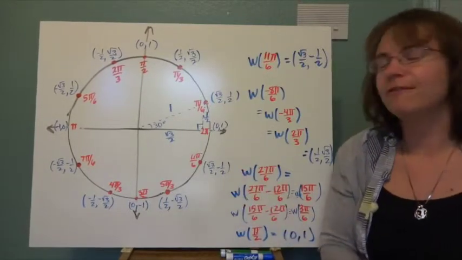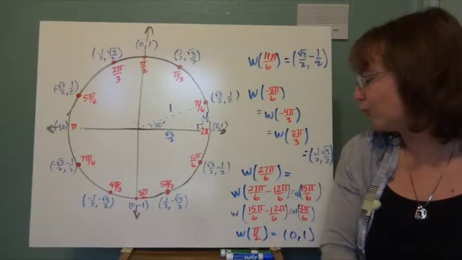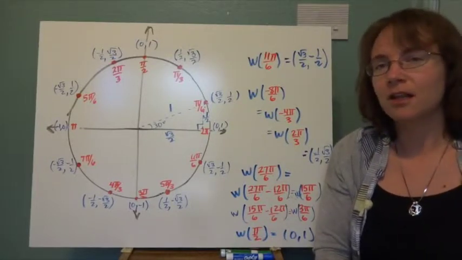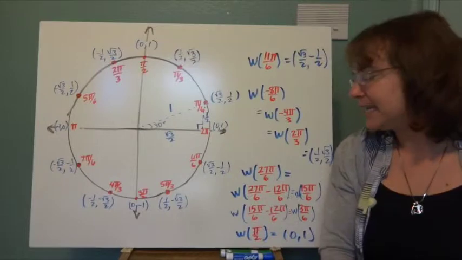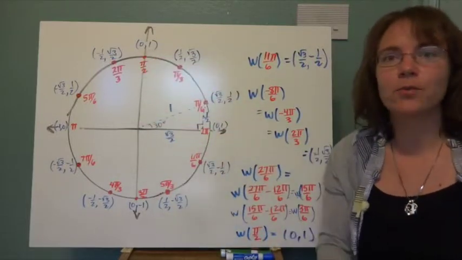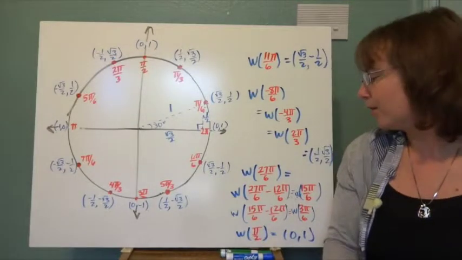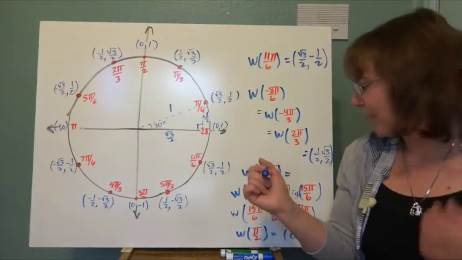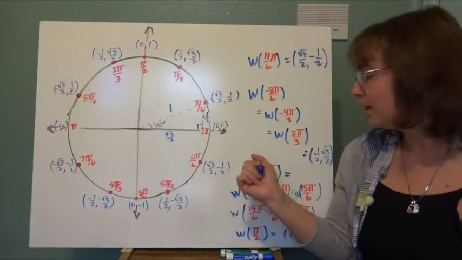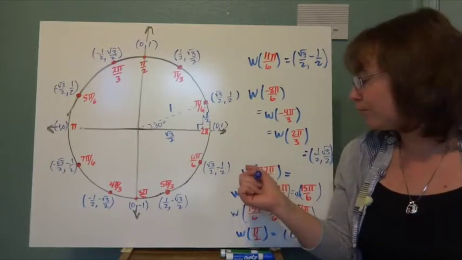So now let's look at a bigger number. So if we have the wrapping function of 27 pi over 6. So that's a lot. And I would like to take it down. I mean, I could count through the 6 27 times, but that would take a long time, and I also might make an error. So I'm going to go ahead and just subtract 2 pi from this until I get a number that I'm more familiar with.